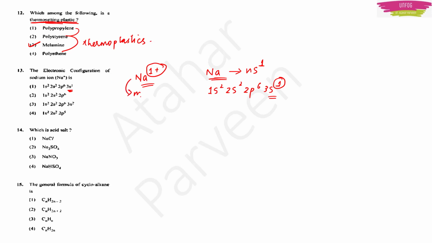So sodium is a metal, right? Being a metal, it will donate its one electron. After donating its one electron, this 3s1 will not be there. So the Na+ electronic configuration becomes 1s2, 2s2, 2p6. Is there any option matching with this? Yes, the second option is matching. So 1s2, 2s2, 2p6 is the right answer.